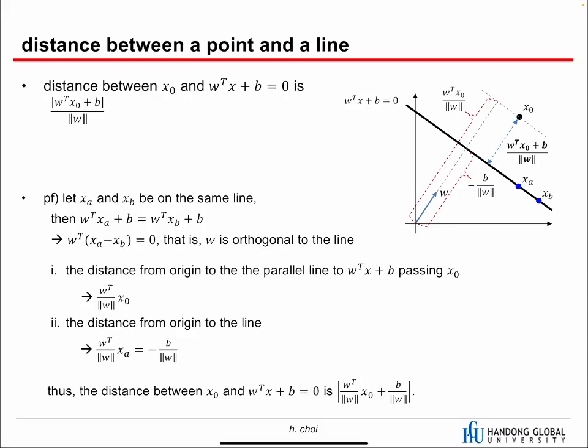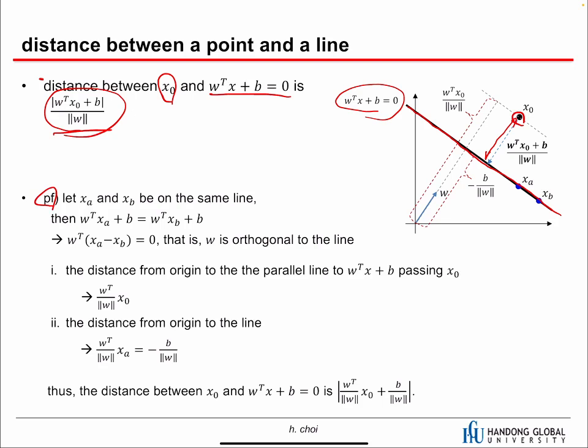So before talking about maximizing margin, we have to understand how to measure the distance between the point and line. Okay, so first, the distance between x naught and this line is this one. So when we have x naught here, and one line here, then we want the distance between this point and the line, and that is this one. Okay, so we are gonna prove that one.